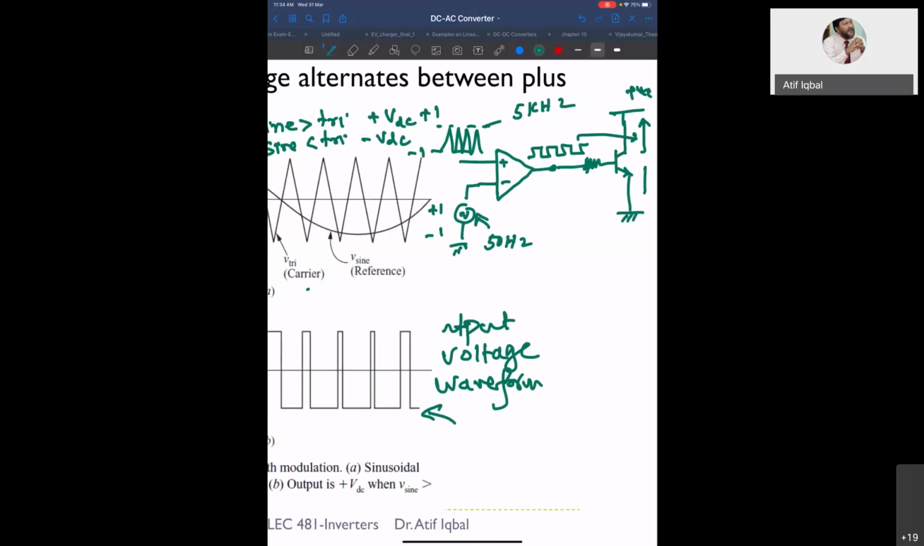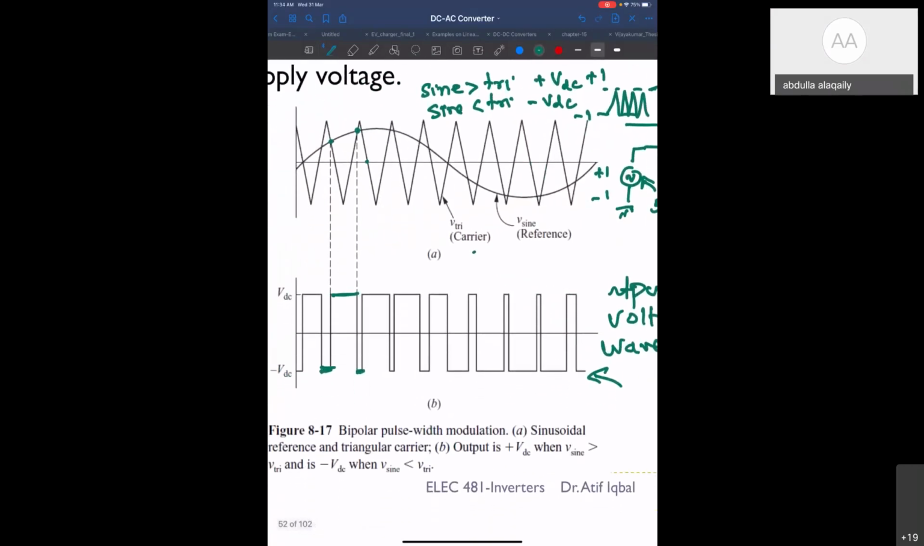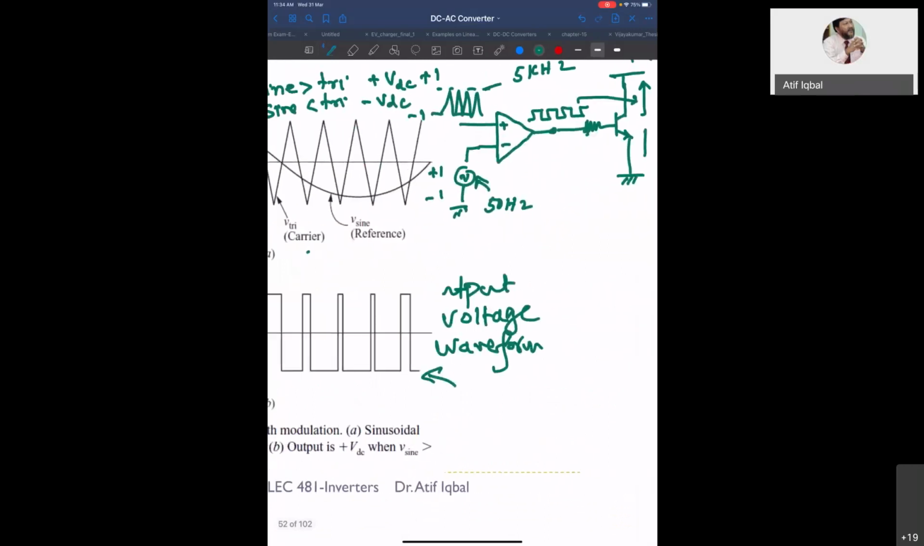Can you please mute? Somebody is not muted.